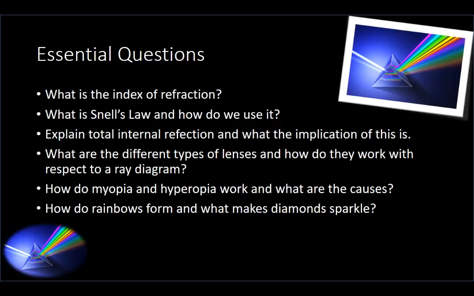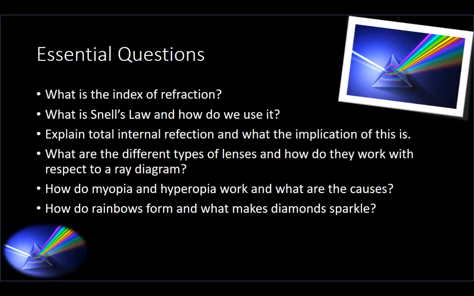Number three, explain total internal reflection and what the implication of this is. When we start thinking about some examples of total internal reflection, we can look at things like diamond sparkling, or fiber optic cables. Number four, what are the different types of lenses and how do they work with respect to a ray diagram? We're going to start looking at the process of light bending, and at how light bends going through a concave and convex lens.